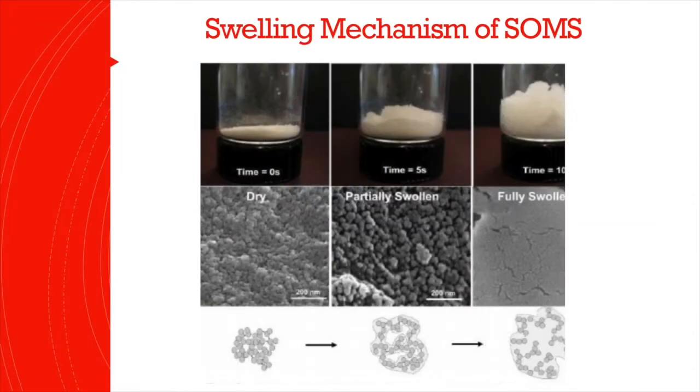And here we have the swelling mechanism of SOMS, seen as a visual representation. The picture on the top is what happens when you add the organic liquid to the SOMS over a period of 10 seconds. As you can see, the swelling happens very fast. The picture in the middle is a molecular level diagram of what SOMS look like when they're dry, partially swollen, and when they're fully swollen. And then on the bottom you have another figure representation, which also was seen in the previous slide, so I won't go into detail about that.